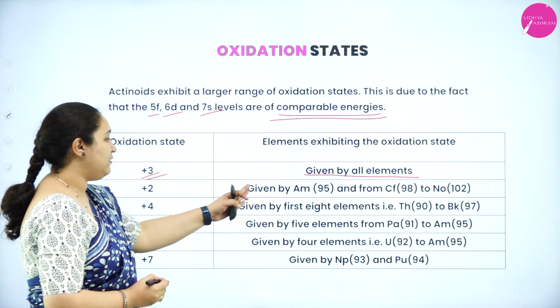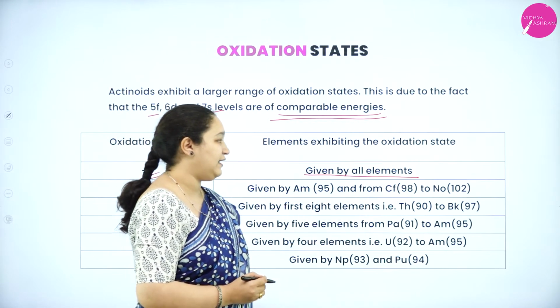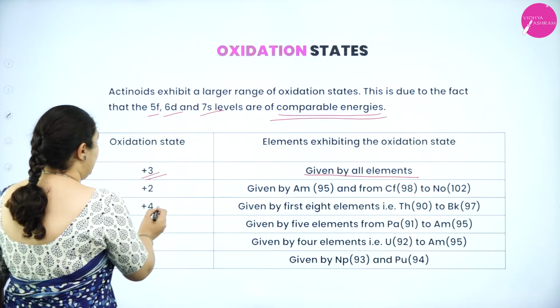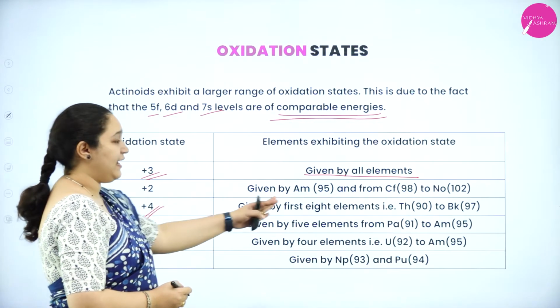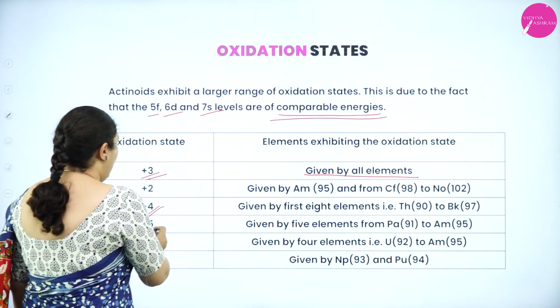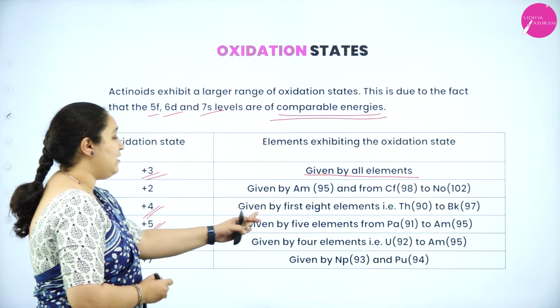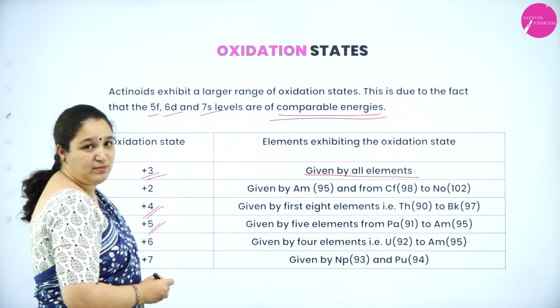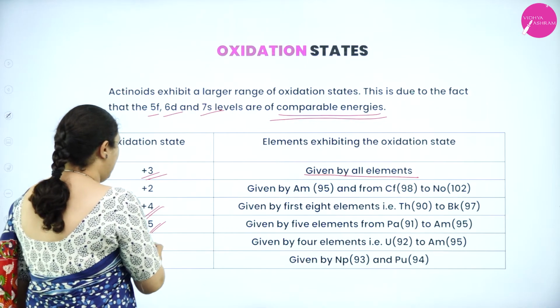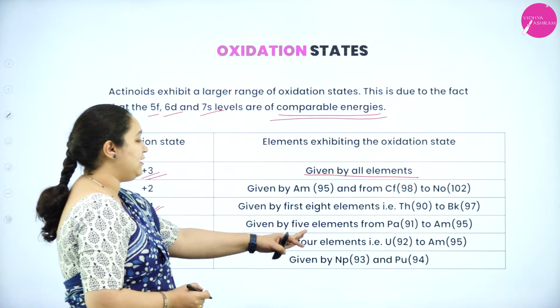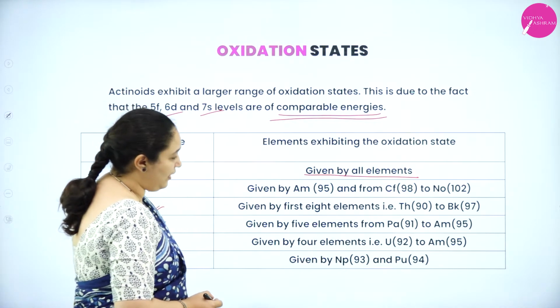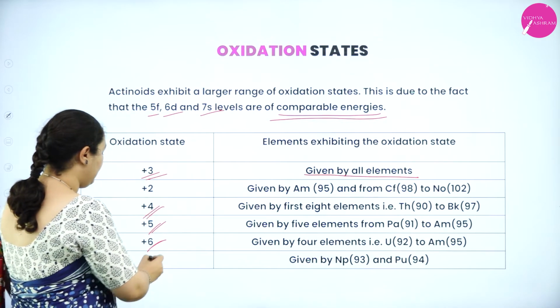+2 state is given by atomic numbers 95, 98 and 102. Then +4 is given by the first 8 elements. +5 is given by 5 elements, from atomic number 91 to 95. +6 state is given by 4 elements, that is from uranium to atomic number 95.